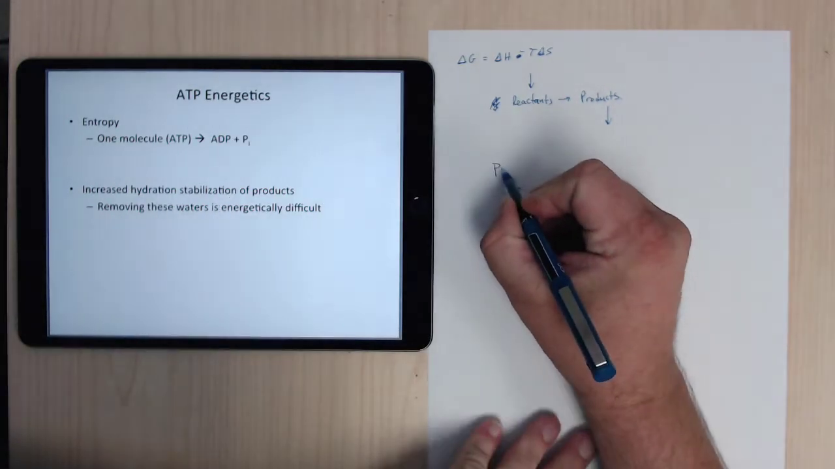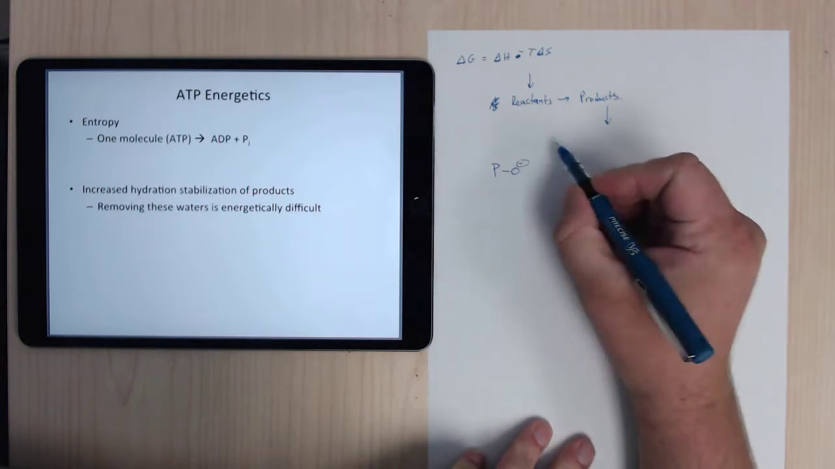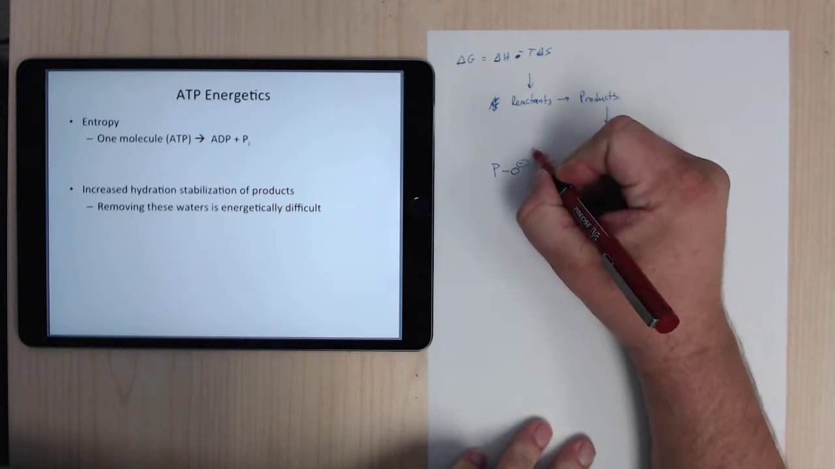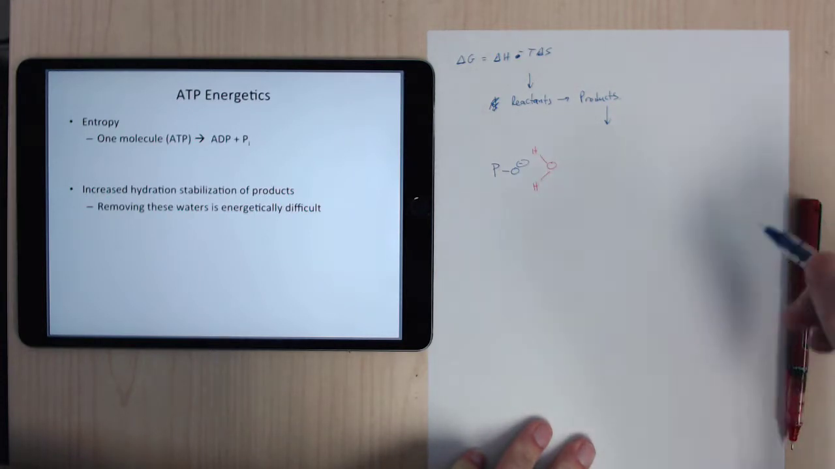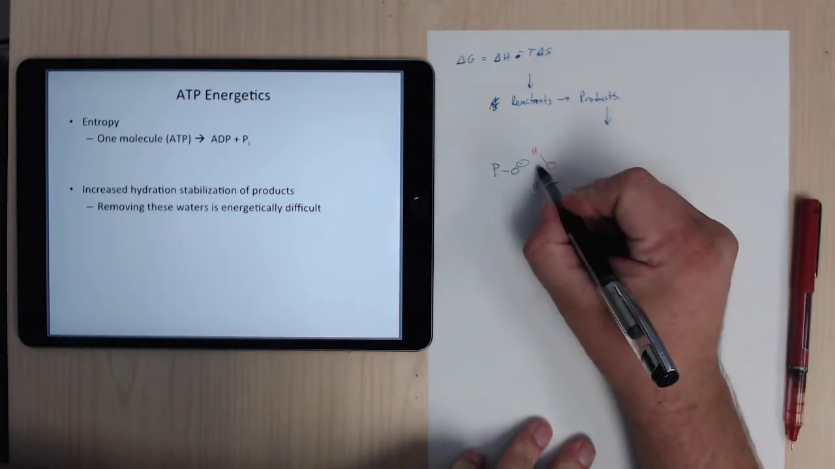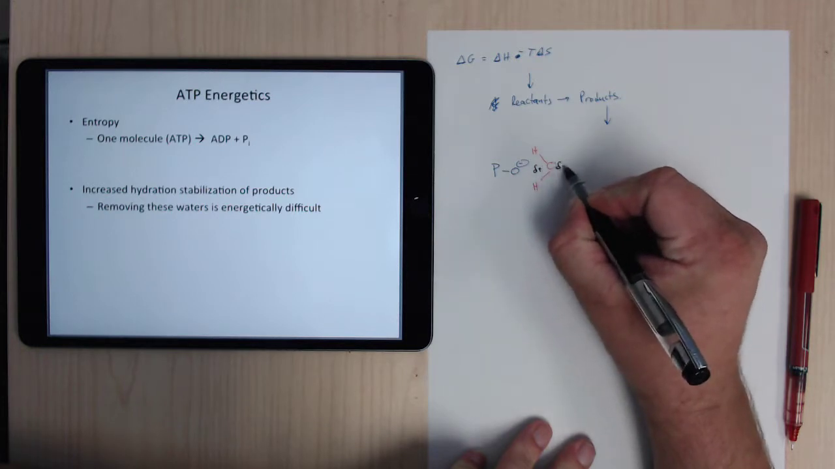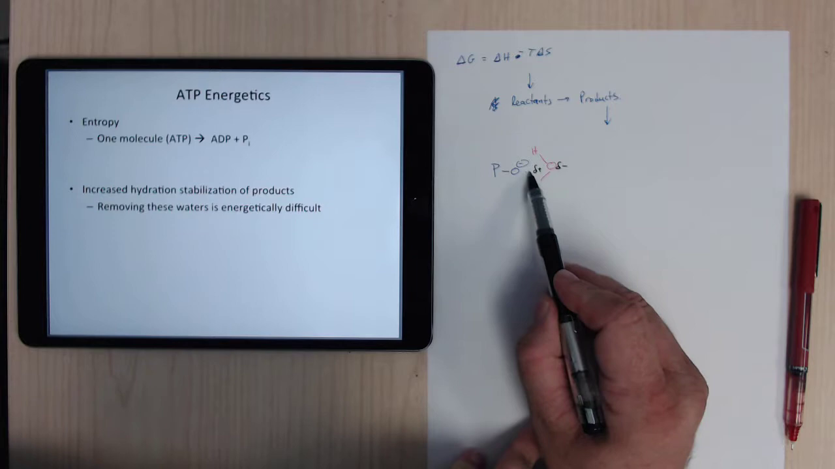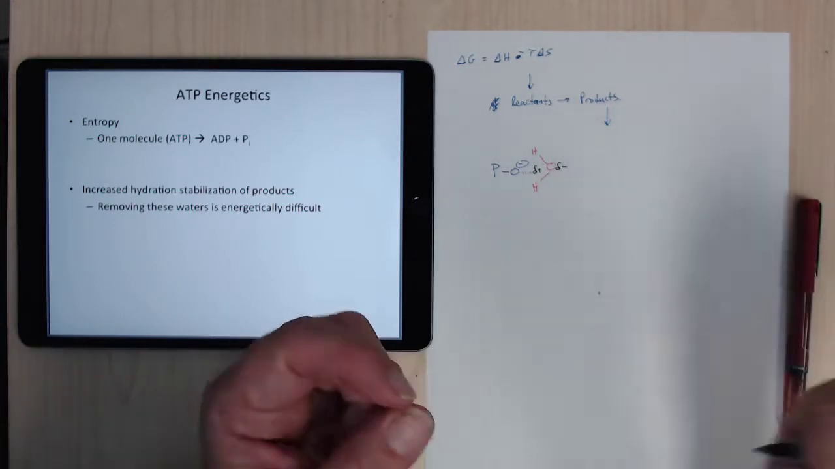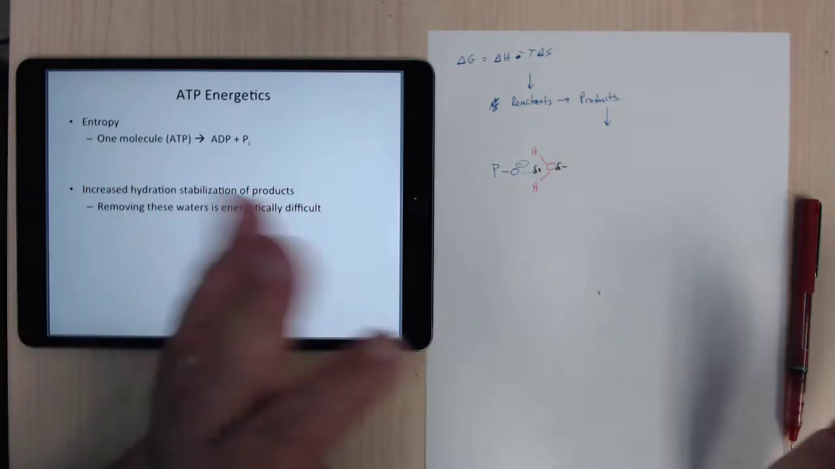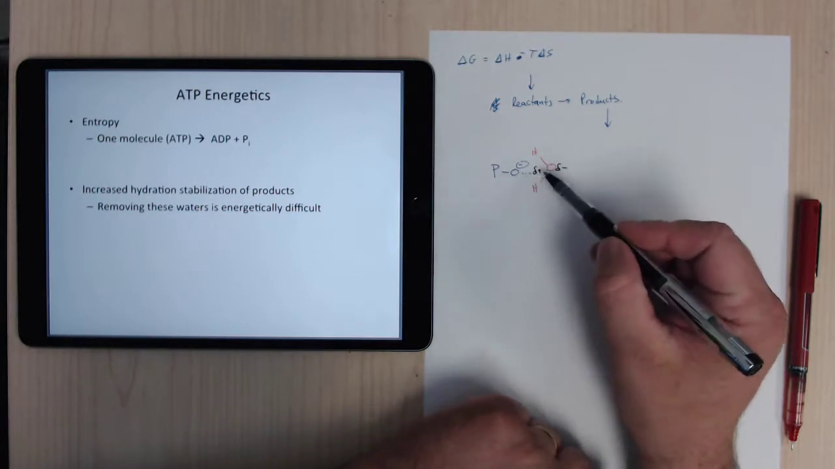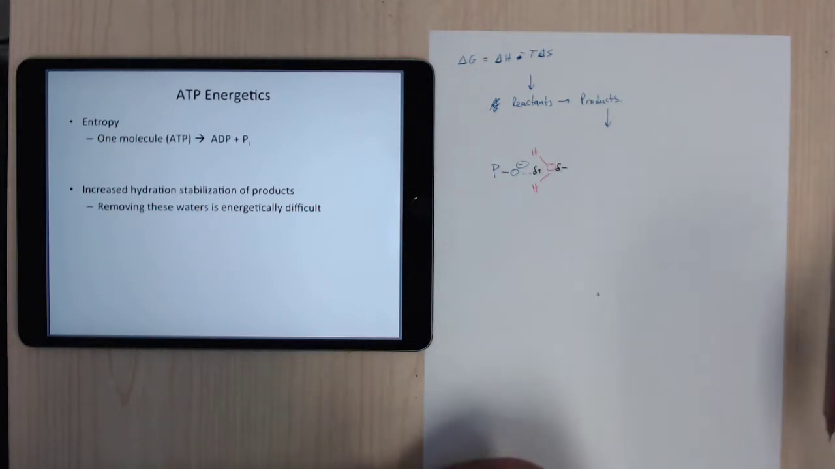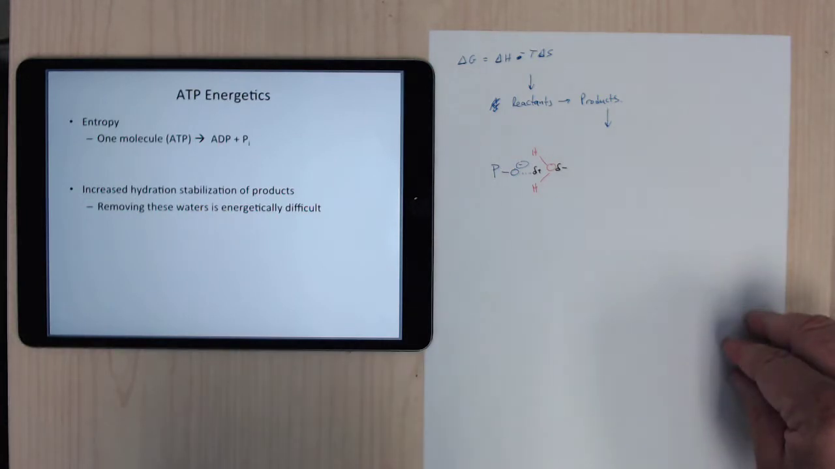So if you have your phosphate here with a negative charge, and you have water, right? Remember, the water has a partial positive here and partial negative here. So putting this negative next to this partial positive is a very good interaction. And as you hydrolyze these, more of these interactions can happen, so to help drive the enthalpy of this reaction.